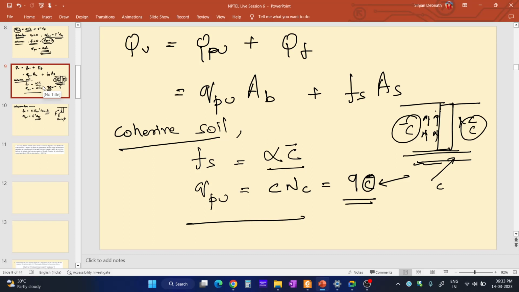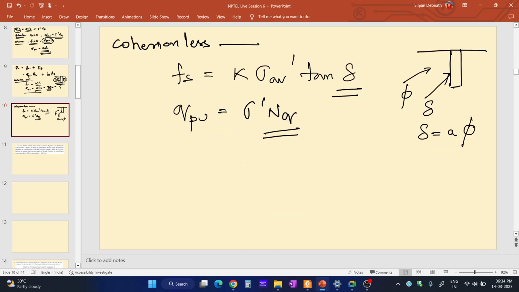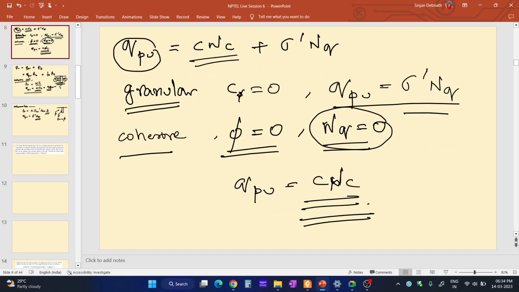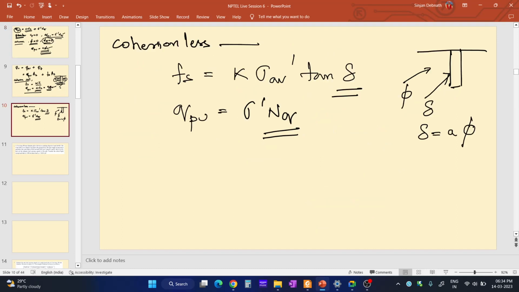For cohesive soil, QPU is equal to CNC, and NC is equal to 9. And for cohesionless soil it is sigma dash NQ. I have written it over here. Same thing: here NC is equal to 9 and QPU is equal to sigma dash NQ, where sigma dash is the effective overburden pressure.